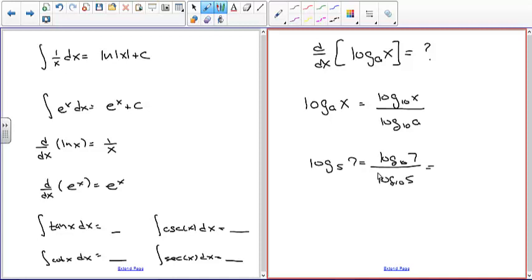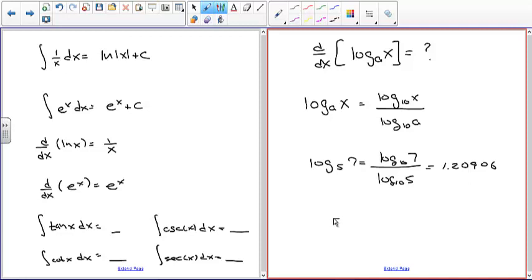And if you pull out your calculator and do that, we'll do them separately. We're not going to do them in one fell swoop here. But if you take log base 10 of 7 and you divide by log base 10 of 5, you will get 1.20906. So how do we know if that's true or not?